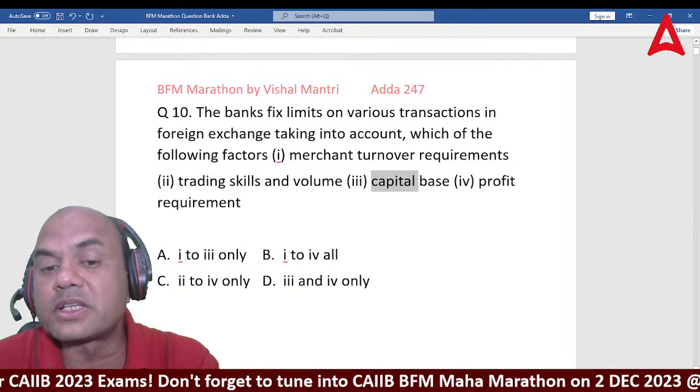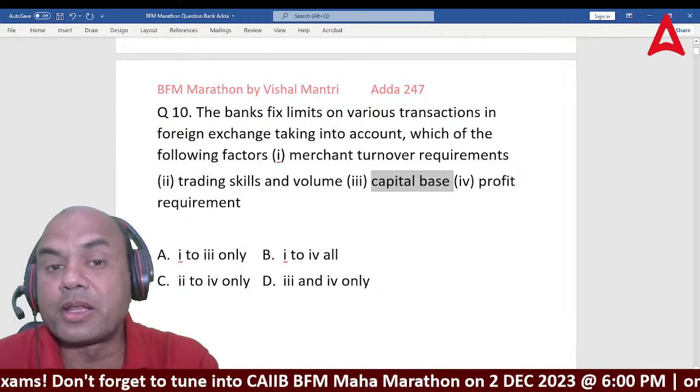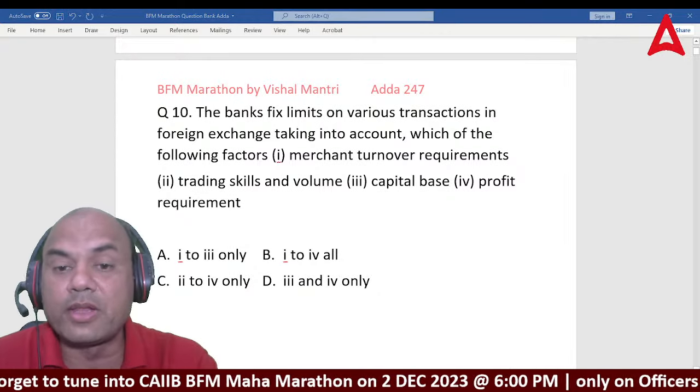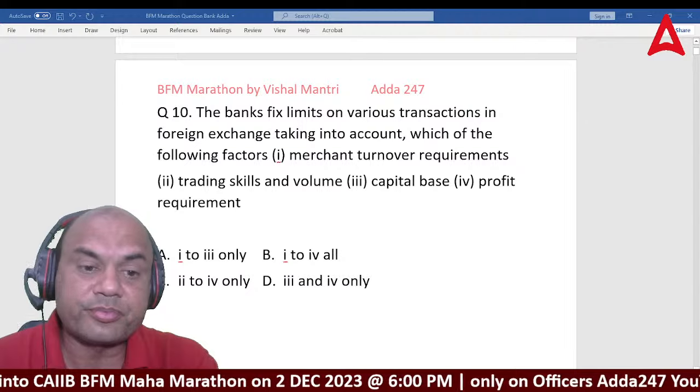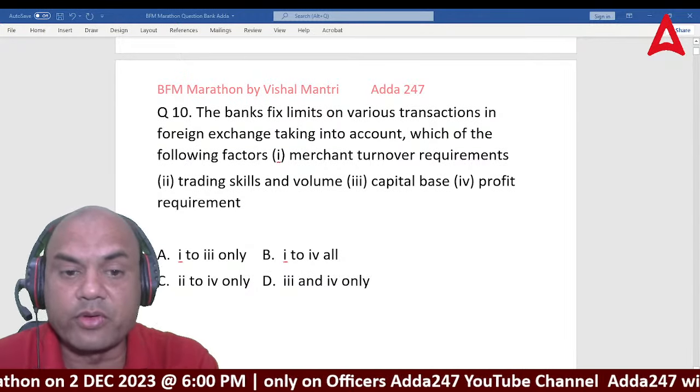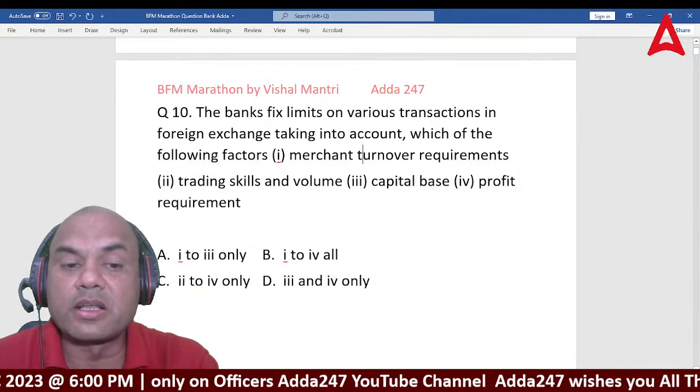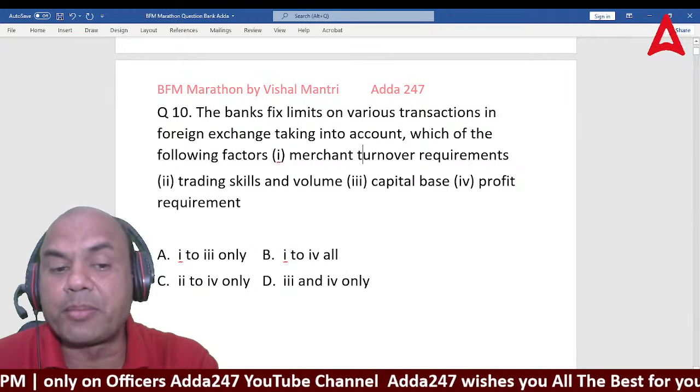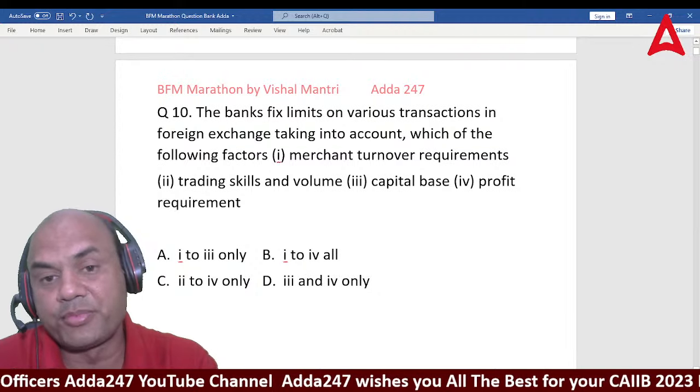Capital base. How much is the capital for the bank? Capital base means how much capital is available with the bank. And the last one is profit requirement. What is the answer over here? Merchant turnover, trading skills, capital base and profit requirement.